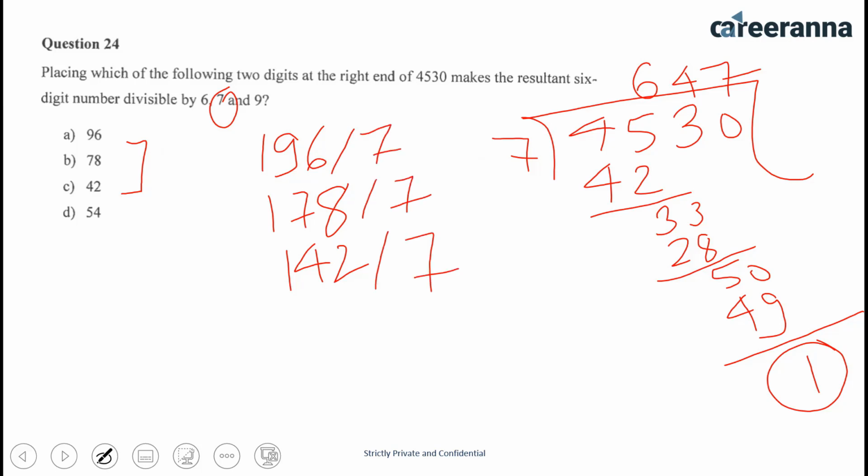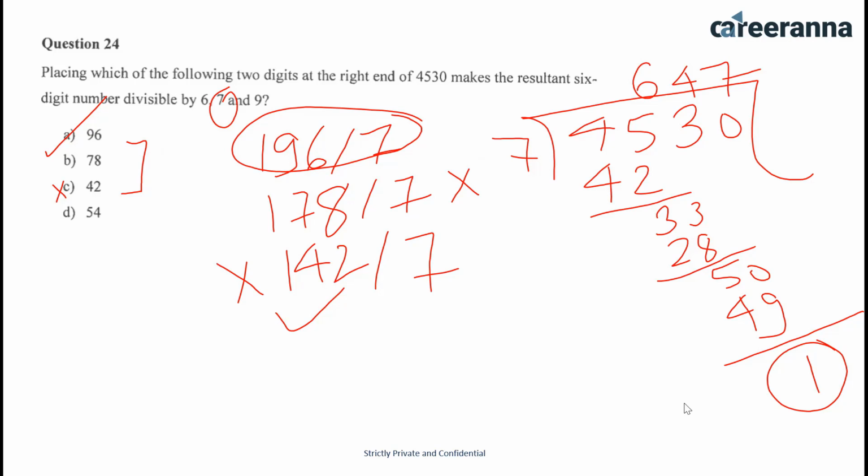So how you can directly eliminate this, because 7 into 20 is 140 and this is having one extra 2 with it. So this is not going to be our answer. 178, again the remainder is 1. So this is also not going to be the answer. 196 is divisible by 7 perfectly. Hence our answer becomes option A, that is 96.